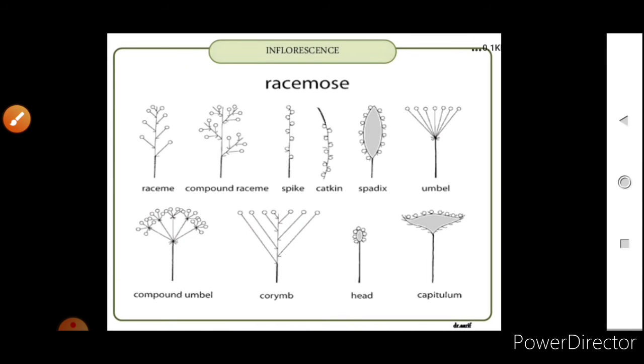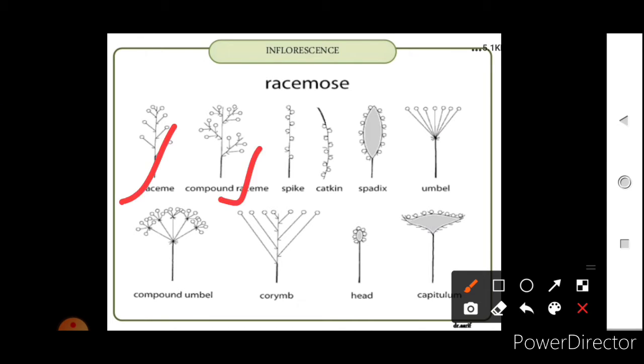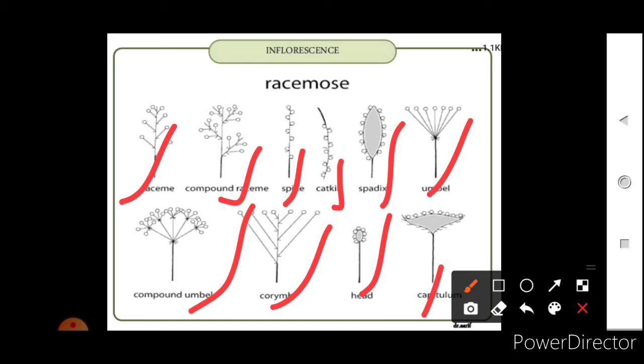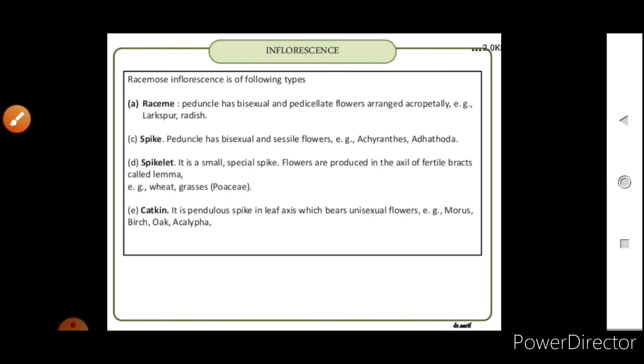Now these are the various types of inflorescence. This you can just go through, but you can also learn them if you are preparing for any exam like NEET or any other. Otherwise you can just go through these slides. The first ones are the raceme, compound raceme, spike, catkin, spadix, umbel, compound umbel, corymb, head and capitulum. Okay, so the description is here.